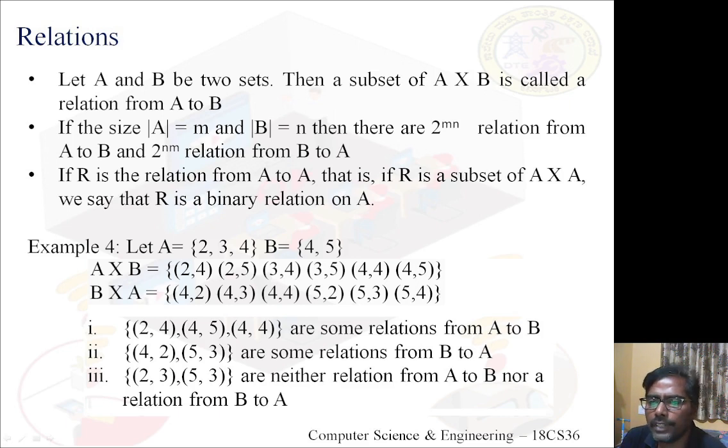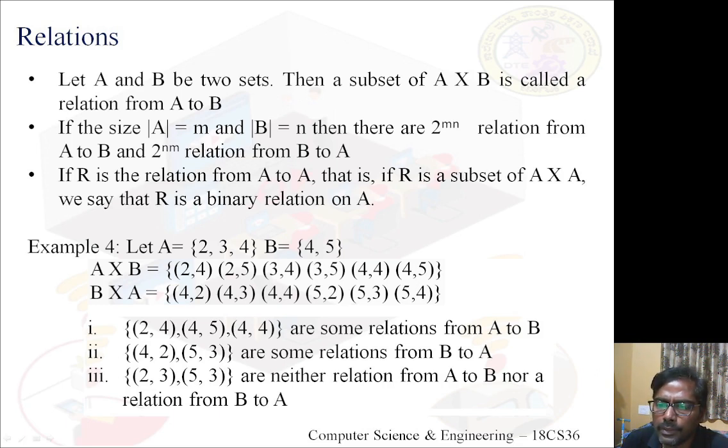Now let me have a look at example 4. Here, we have taken the same sets A with 3 elements 2, 3, 4, and B with 2 elements 4, 5, and we have A cross B as well as B cross A, and we have seen how to compute A cross B and B cross A earlier. Right. So we can see A cross B, B cross A to contain 6 ordered pairs.